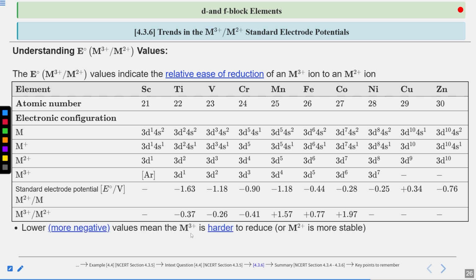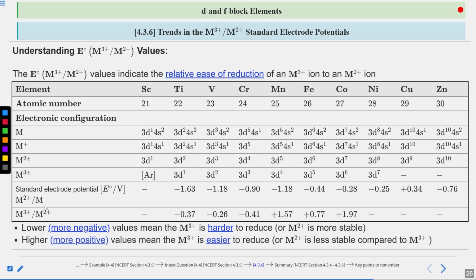A lower, that is more negative, value of E naught means the M3 positive is harder to reduce, or M2 positive is more stable. So a more negative value of E naught means M3 positive is harder to convert to the M2 positive ion. A higher, that is more positive, value means M3 positive is easier to reduce. That means M2 positive is less stable compared to M3 positive. That's what the higher value of E naught is telling you.